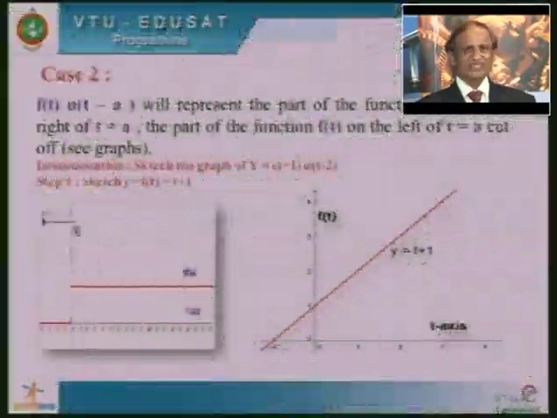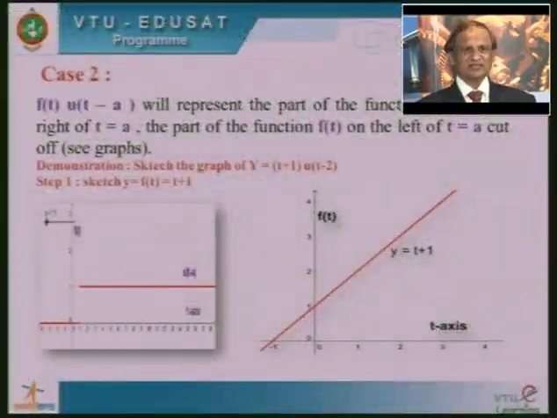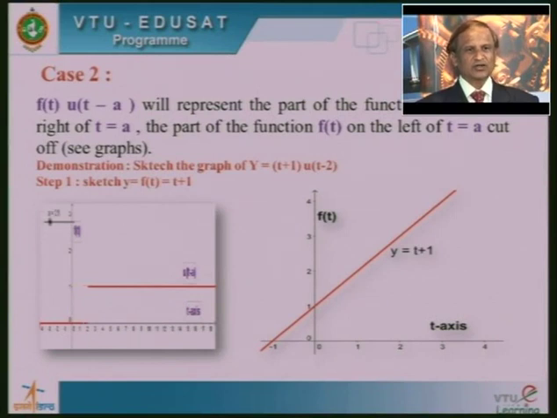In exactly the similar way, sometimes they ask us to calculate or draw the graph of f of t into u of t minus a. U of t minus a, a displaced unit step function, will represent the part of the function f of t on the right of t equals a.